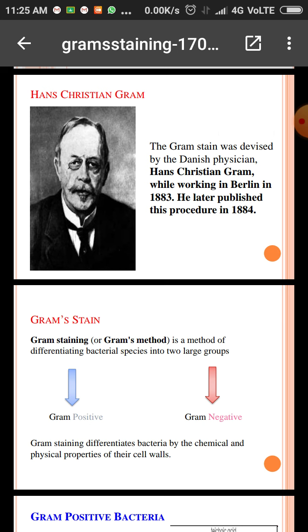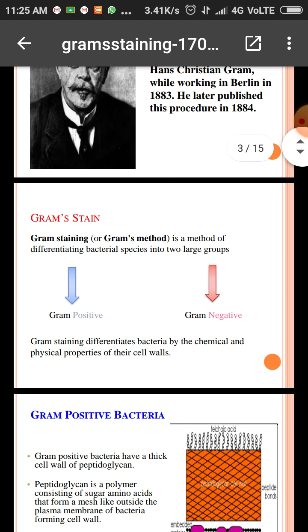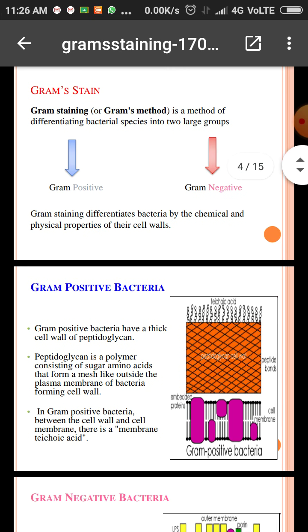So it was developed by Hans Christian Gram. So it was named after him. So this gram staining is done to differentiate two different groups of bacteria, gram positive and gram negative. So gram staining differentiates bacteria by the chemical and physical properties of their cell walls. So gram positive has a thick cell wall of peptidoglycan, whereas gram negative has a thin peptidoglycan.